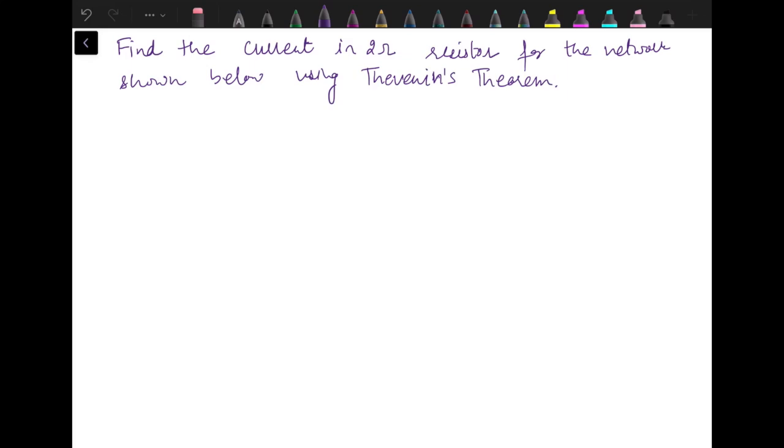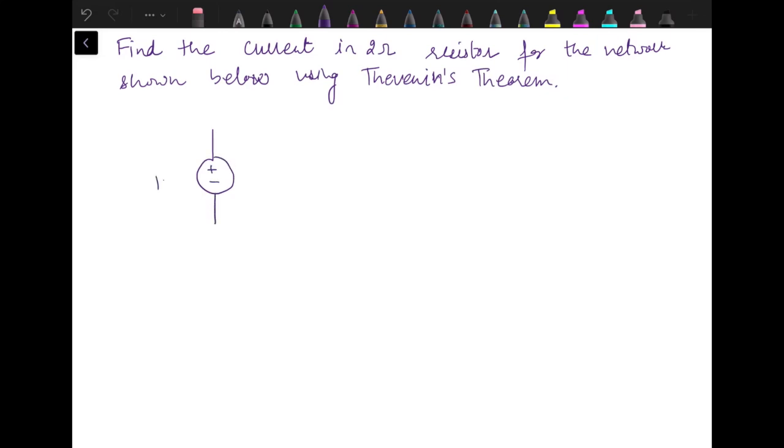or same can be replaced by Norton's as well. There is no difference because we are already calculating short circuit current and open circuit voltage in this case, since we are going to have a dependent source.